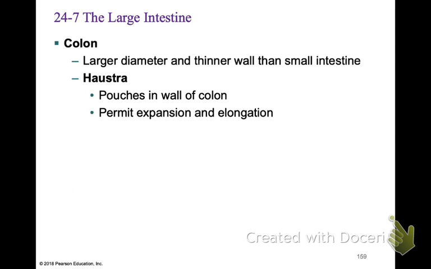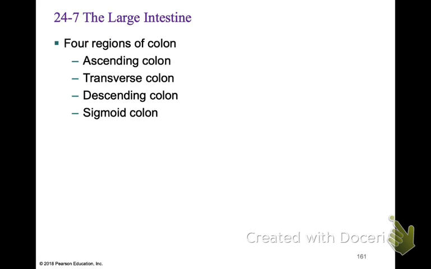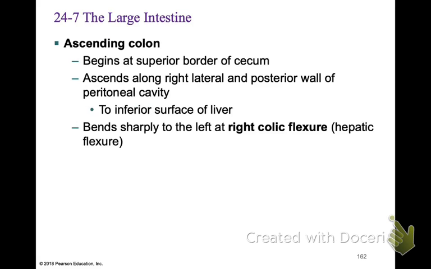The colon is the biggest part. The colon is divided into 4 regions, and each region has sort of this appearance of this pouchiness. The pouches are called haustra, and they're held in place by longitudinal bands of smooth muscle called the taenia coli. And when they contract, they create these pouches called the haustra. And then you have these omental or epiploic appendages, which are just little sacks of fat that we're not really worried about. So here are the 4 regions of the colon: ascending, transverse, descending, and sigmoid.